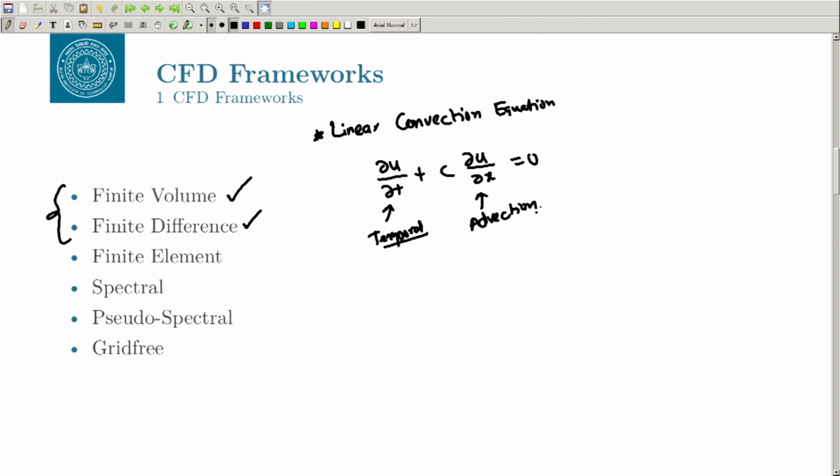So, how certain quantities are getting advected and at what speed. In this case, the quantity u is getting advected at a speed of c, which may be the speed of sound. If instead you write del u by del t plus u del u by del x equal to 0, this becomes a non-linear problem. This is a non-linear advection equation.